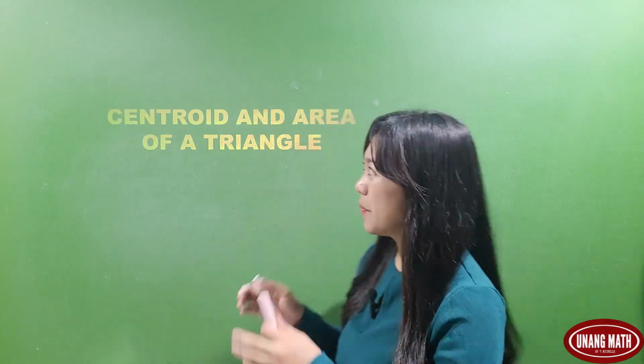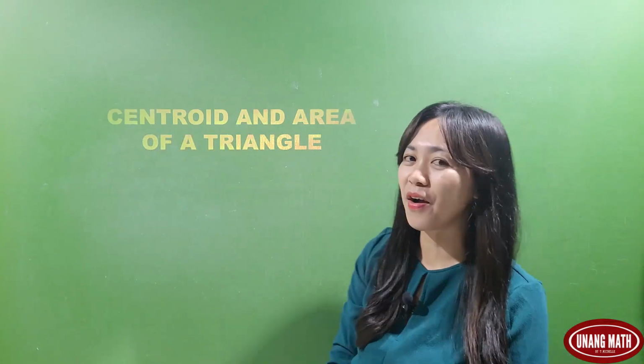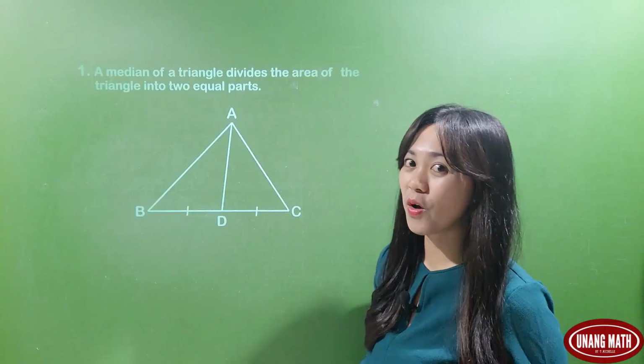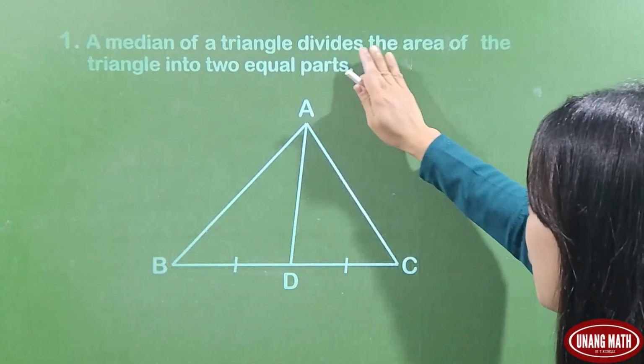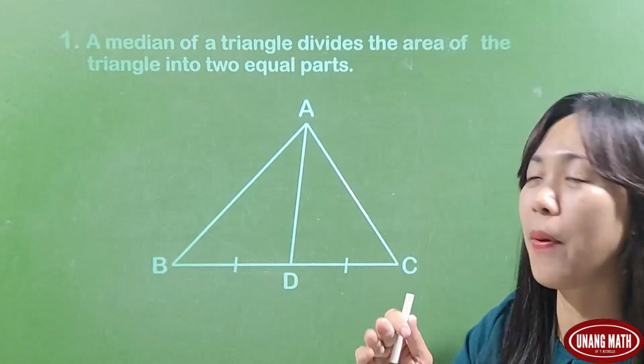In this episode, I will be discussing this lesson about centroid and area of a triangle. Okay, let's start with this first concept. According to this, a median of a triangle divides the area of the triangle into two equal parts.